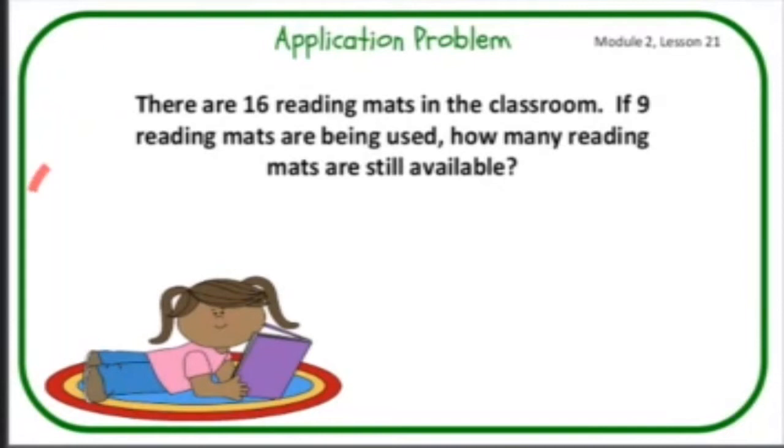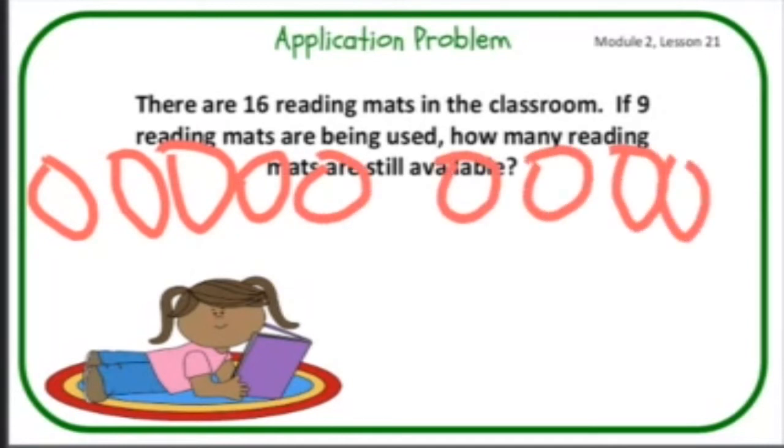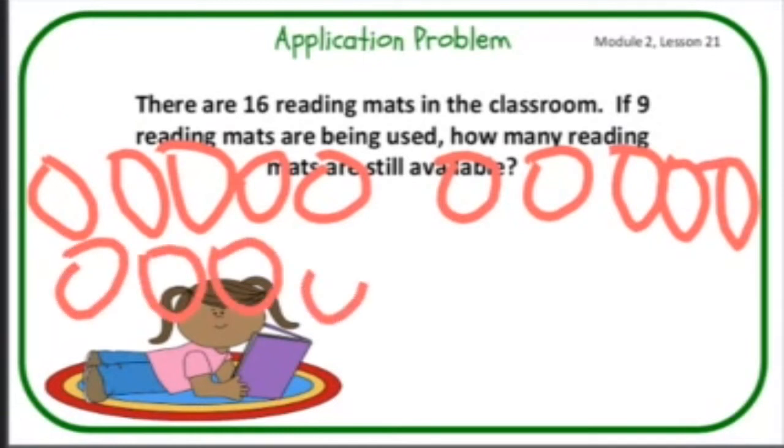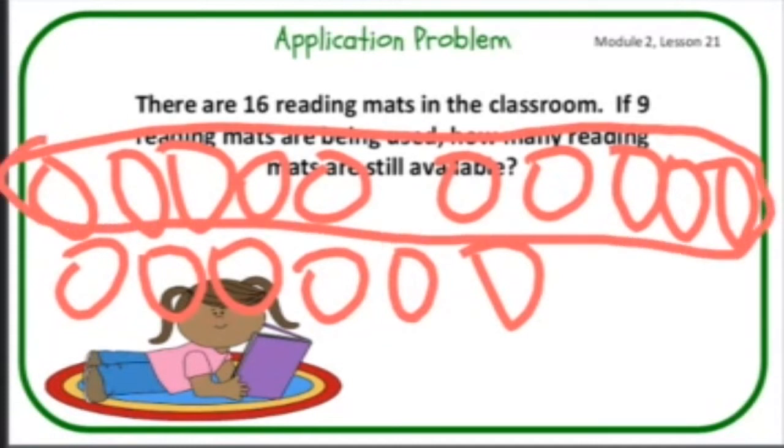So I will count my 16. That's 10 6 in the 5 group way. 1 2 3 4 5 6 7 8 9 and 10. Then 11 12 13 14 15, and don't forget 16. Don't forget, I will circle my 10 and cross out how many? 9, because 9 of the reading mats are being used. So I'll cross out my 9.